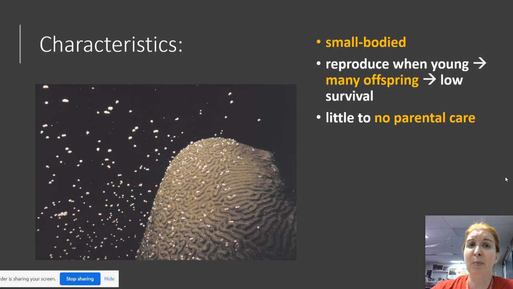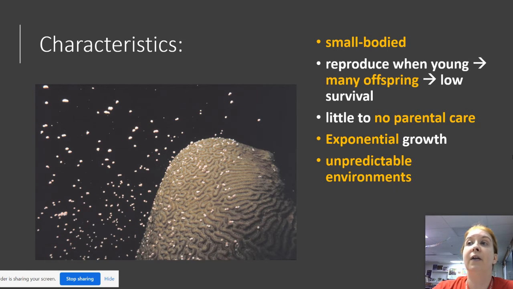There's little to no parental care. So usually eggs are laid and they just kind of leave them somewhere. If you came across, say, frog eggs in a pond, the mom frog isn't watching them. She's laid them, she's moved on. They grow exponentially. Because there are so many babies, the population can grow really fast. And they often exist in unpredictable environments because they can kind of go with the flow.